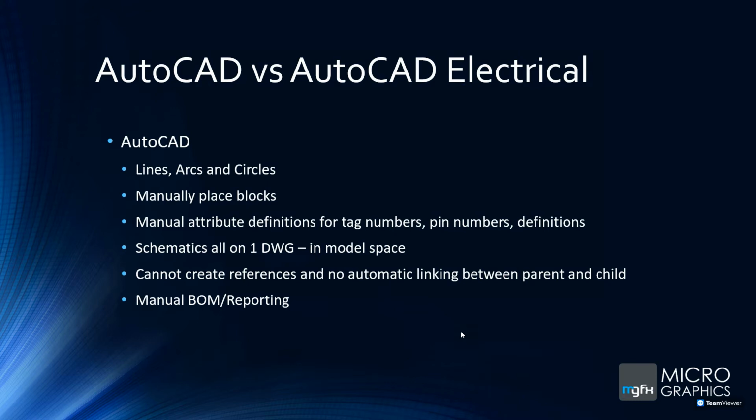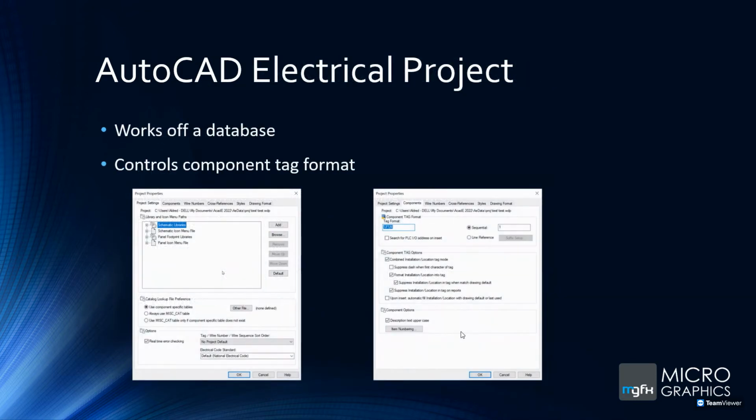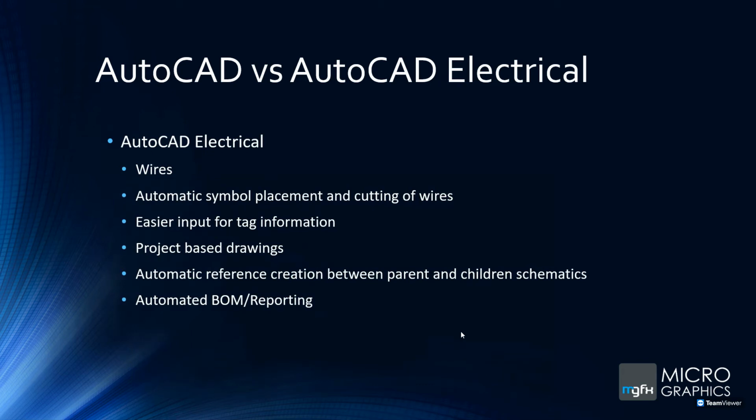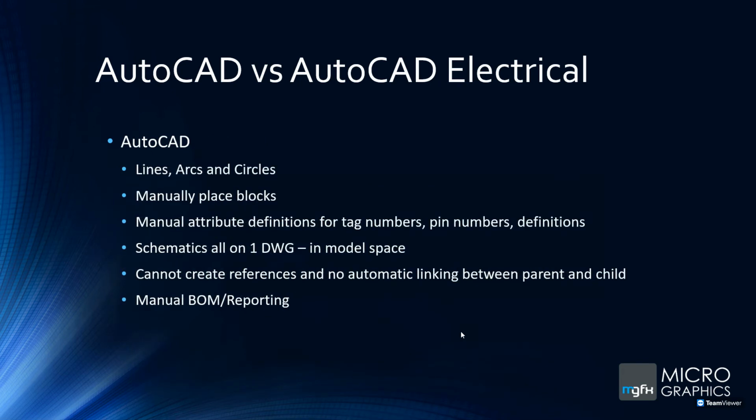If you aren't using attributes and you are still in AutoCAD, please note that this is what you do to get that information into your blocks. So things like tag numbers, pin numbers, your definitions, catalog numbers. That's all the information you'd want moving along with your block when you put it in.